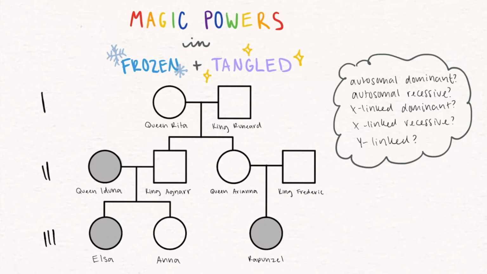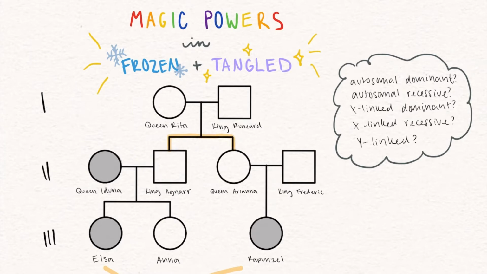In this video, I will be demonstrating the inheritance of magic powers in Disney's Frozen and Disney's Tangled. I will be following a fan conspiracy theory that Elsa from Frozen and Rapunzel from Tangled are cousins. In order for them to be cousins, one of each of their parents must be related to each other. In this conspiracy, Elsa's father, King Agnarr, is siblings with Rapunzel's mother, Queen Iduna.